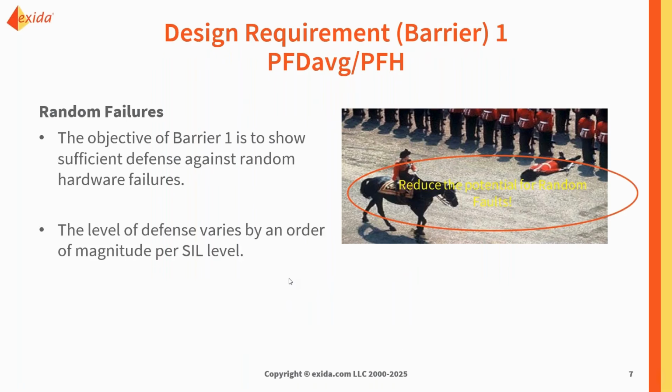So the purpose, as I've said, of the first requirement, meeting either the PFH or the PFDavg, is for the defense against random failures. So do we have sufficient defense against random hardware failures? And of course, the level of defense varies by an order of magnitude per SIL level, as we've said. So the amount of risk reduction will be determined by the SIL level we can achieve and the corresponding risk reduction.